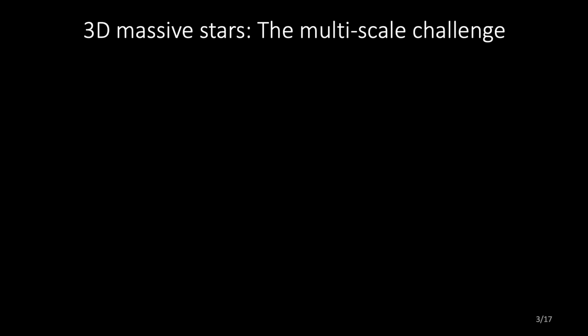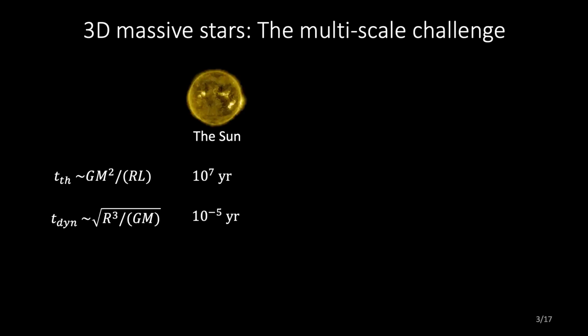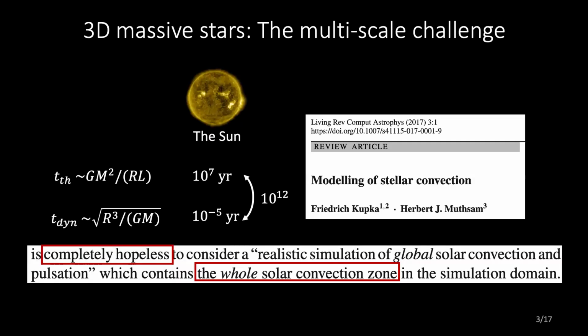timescales you have to deal with in these stars. So let's forget about the nuclear timescale for a moment. I just look at the thermal timescale and the dynamical timescale. And for our sun, you have a 12 orders of magnitude difference between these two. So there is basically a general agreement inside the stellar community that it is completely hopeless to try to simulate the whole star in 3D. So does that mean that we cannot advance this at all?